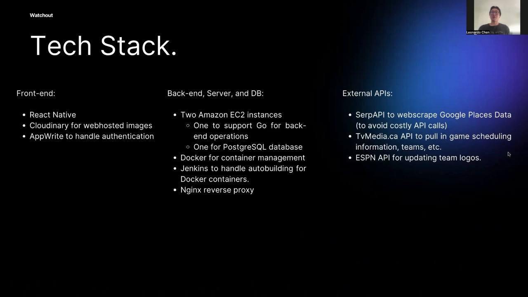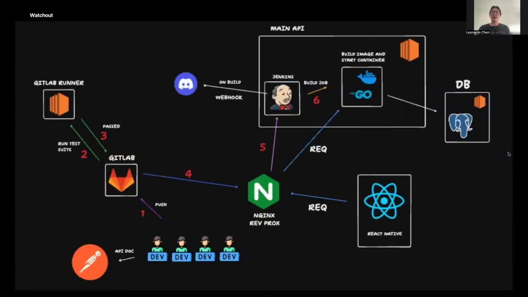We also use 3 main external APIs. So the SERP API is to translate addresses into coordinates, TV Media API, which is for pulling out the real-time games, and ESPN API for the team icons. So here, as you can see, we have an overview of our tech stack and all the architecture.